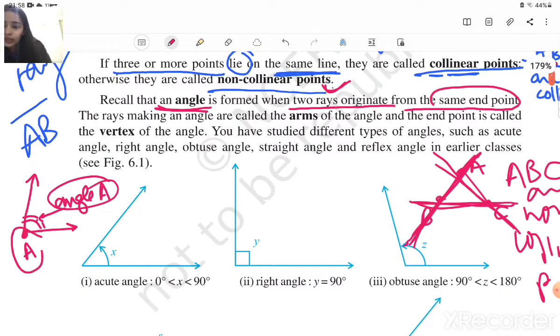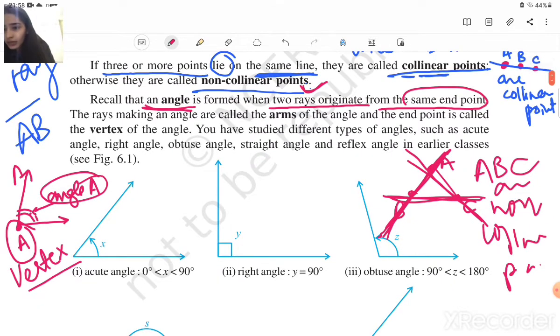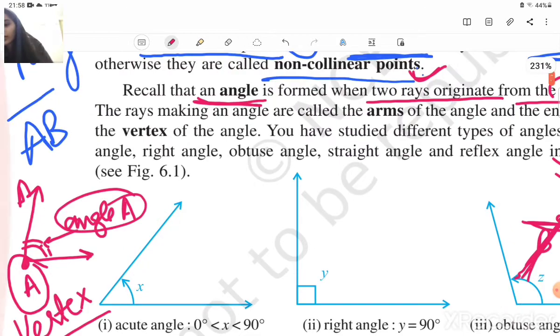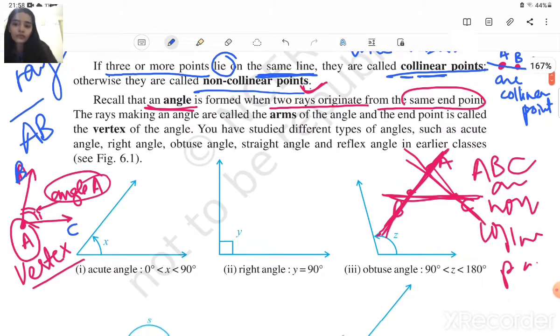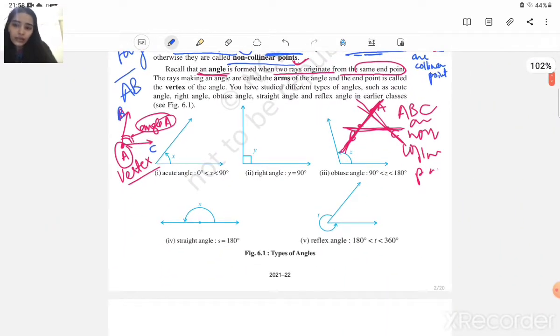And this point A is known as the vertex of the angle, the vertex of the angle A. This arm, let's say, is the B arm of the angle. This is the C arm. Now we will study the different angles which are formed by these two rays.